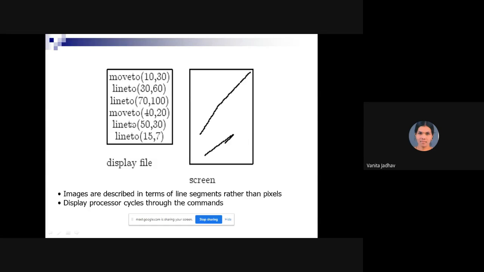So these are nothing but the commands. This is nothing but the storage of CRT in random scan display.